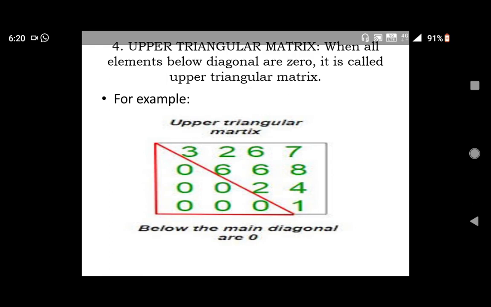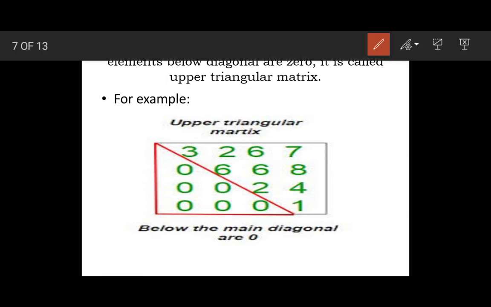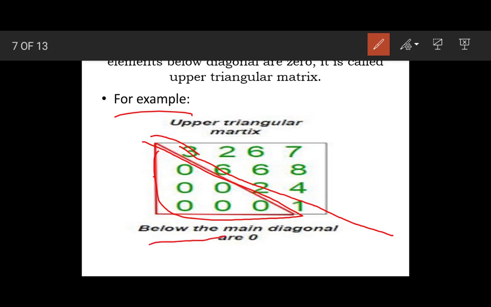For example, see the example. This is an example of an upper triangular matrix. This 3, 6, 2, 1. These numbers are the diagonal numbers, right? This is a diagonal. Now below the diagonal, as you can see, all the elements are 0, right? Below the main diagonal, elements are 0. There are only numbers above the diagonal, right?